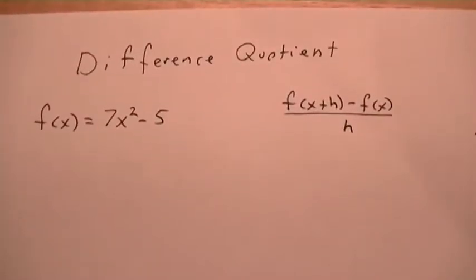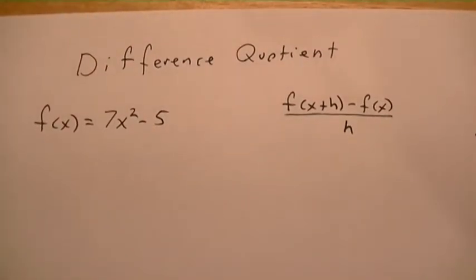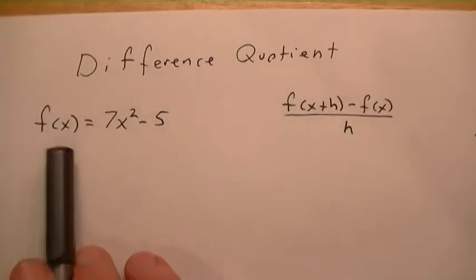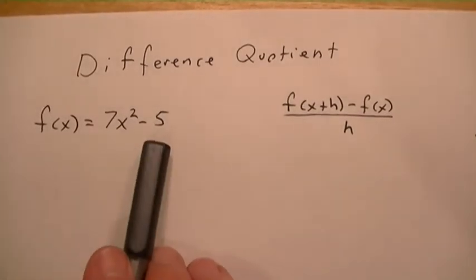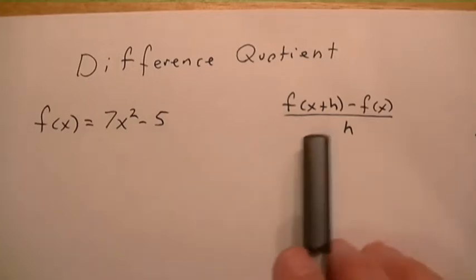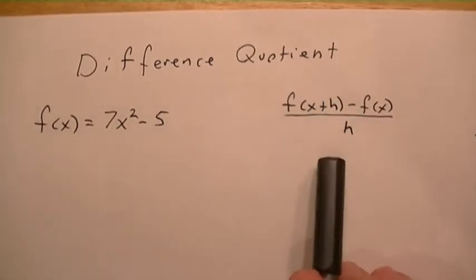Okay, this is a difference quotient problem, and we've done several of these throughout this semester and last. We're going to do another one. We're going to do it on this particular function here, f of x equals 7x squared minus 5. And this, of course, is the equation for the difference quotient.